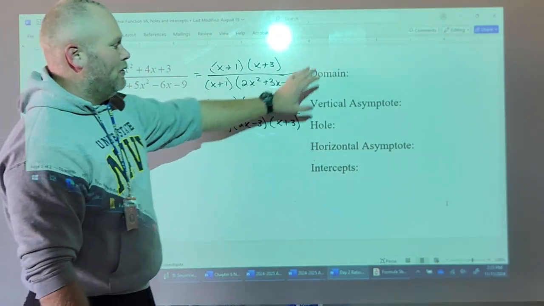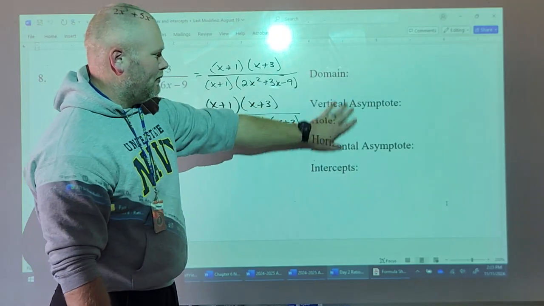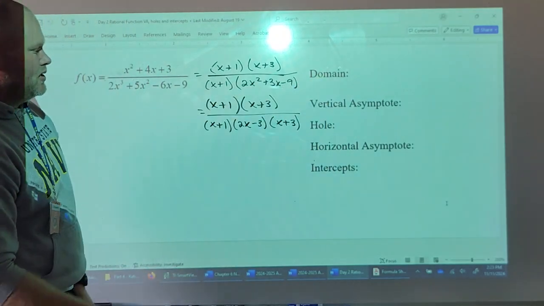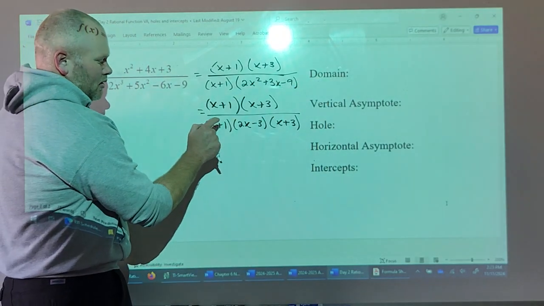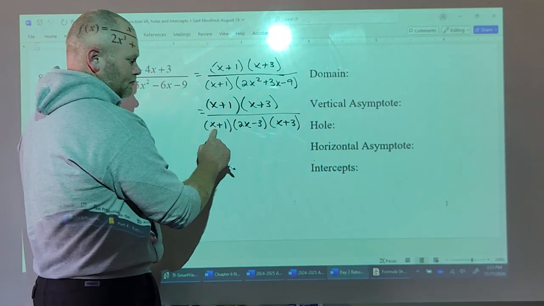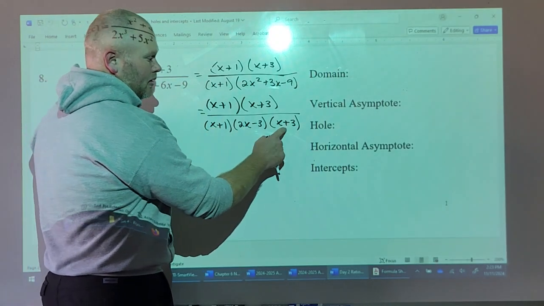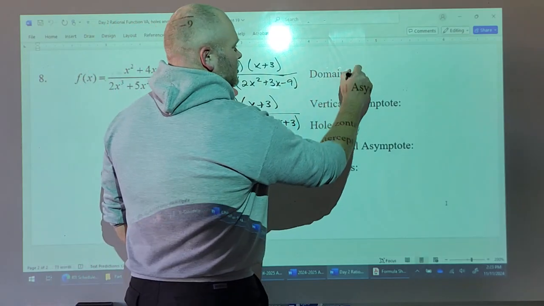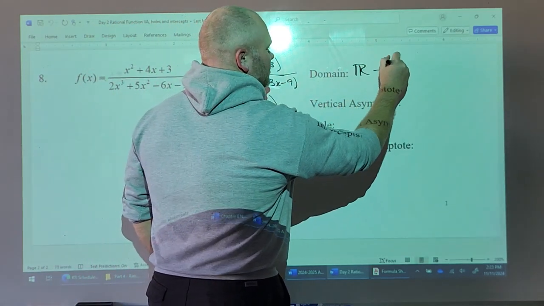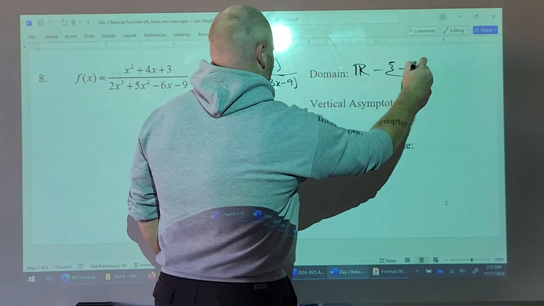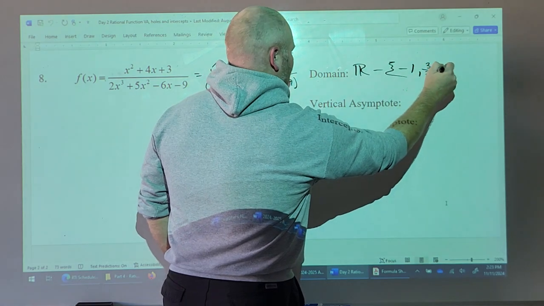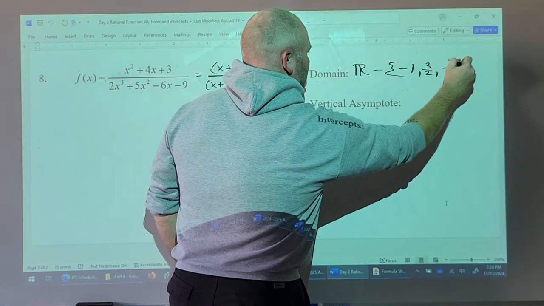Now we can actually focus on the rational stuff here with the domain and the other stuff. So domain. So here x can't be -1. Here x can't be 3/2, and here x can't be -3. So domain is all real numbers except -1, 3/2, and -3.